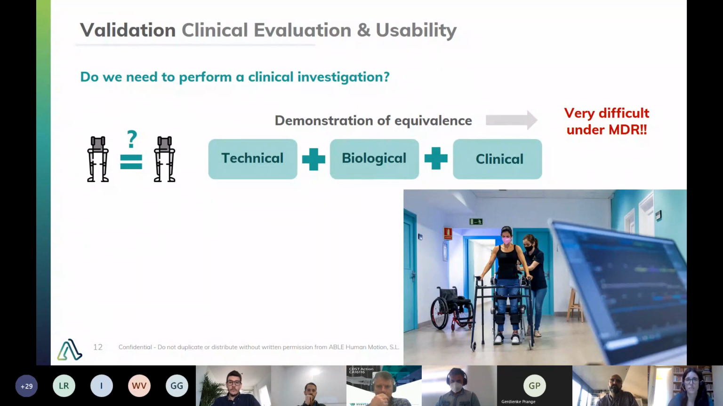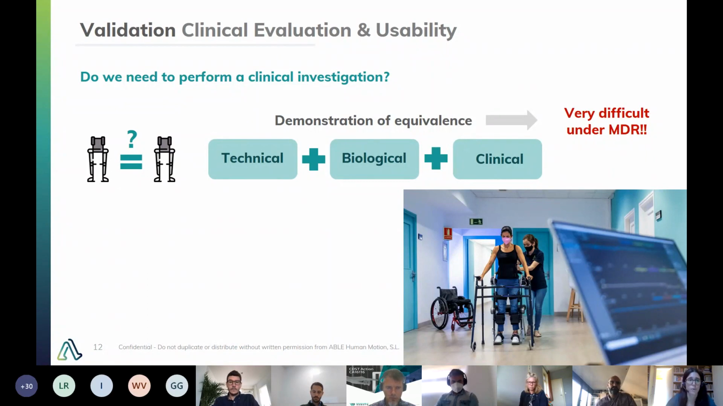As I already mentioned, the MDR requires the manufacturer to present clinical data to support the safety of the device. And this clinical data can be from our device or from an equivalent device. But what happens with equivalence, and how do we know if we need to perform a clinical investigation? Well, with the directives, the demonstration of equivalence was easier than with the MDR, because under the MDR, in order to demonstrate that your device is equivalent to another one, it must be technically, biologically, and clinically equivalent at the same time. And also, you need to be able to provide proof of this equivalence. So if you don't have access to the technical documentation and verification procedures of the other device, it's very difficult.